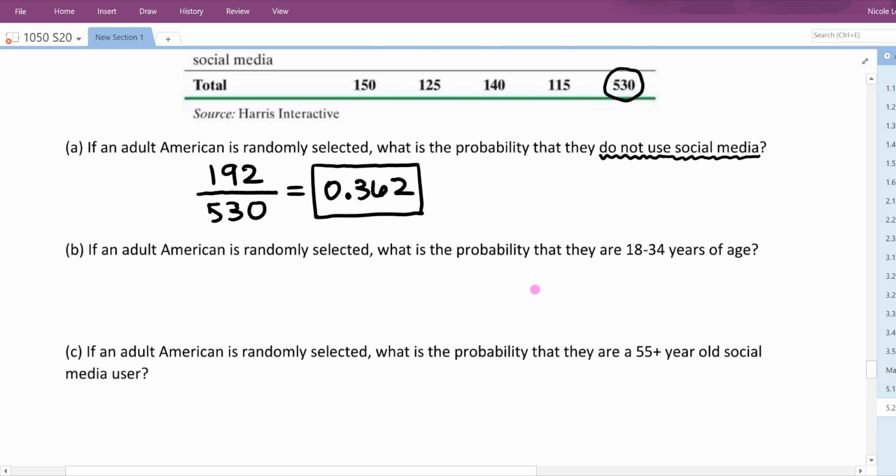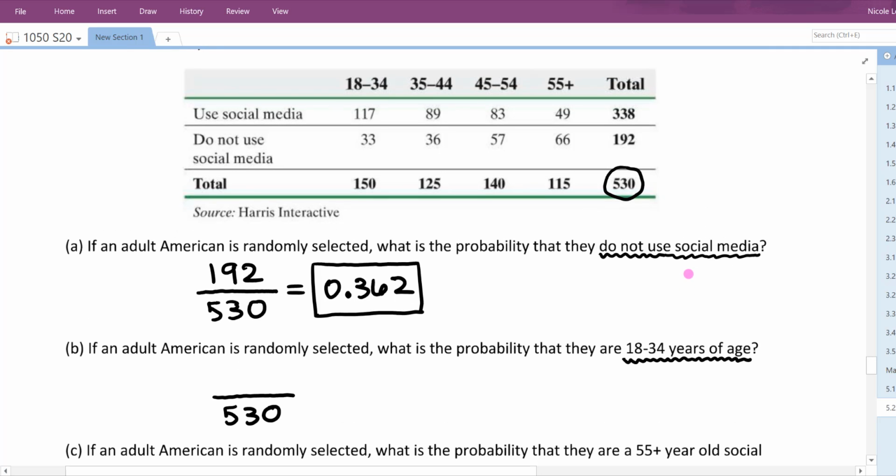Okay, so now for part B, it says, if an adult American is randomly selected, what is the probability that they are 18 to 34 years of age? So building our fraction, we'll have the total of 530 in the denominator. And then on top is what we're looking for, the probability that they are 18 to 34 years of age. So going back to our table, the people who are 18 to 34 years of age, that's this group right here. So you can see we have 150 people that are 18 to 34.